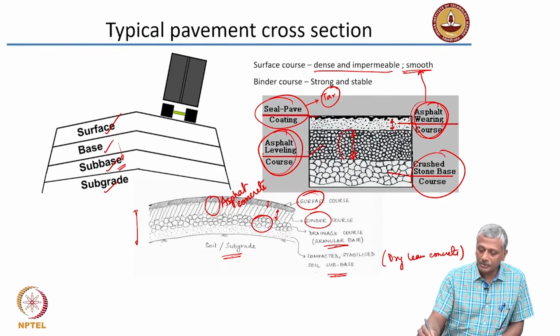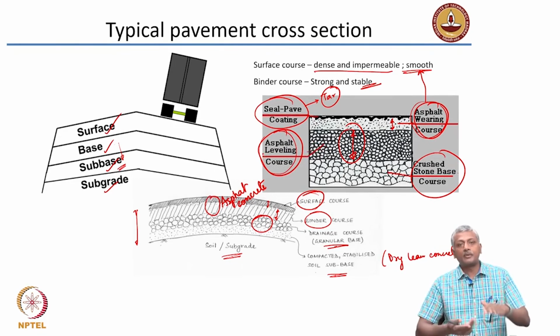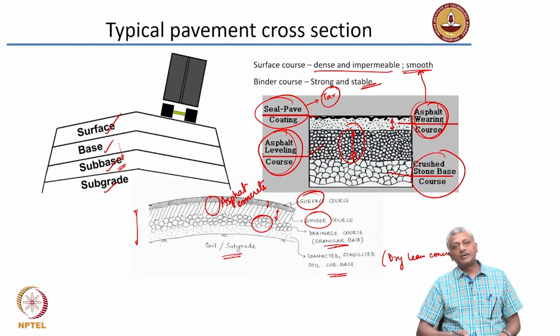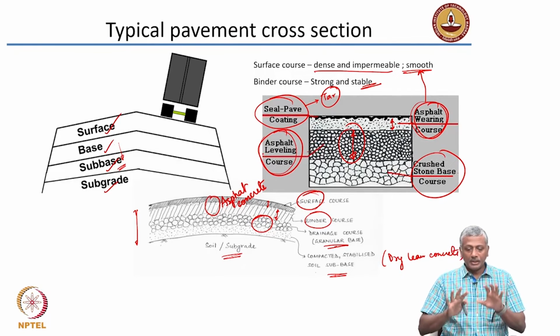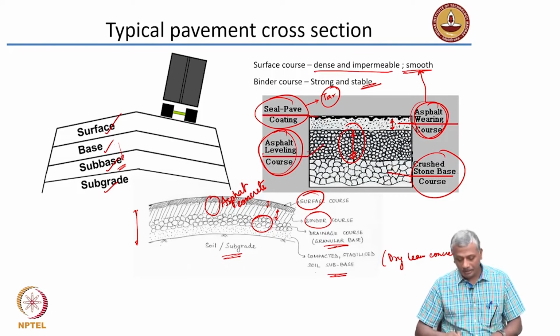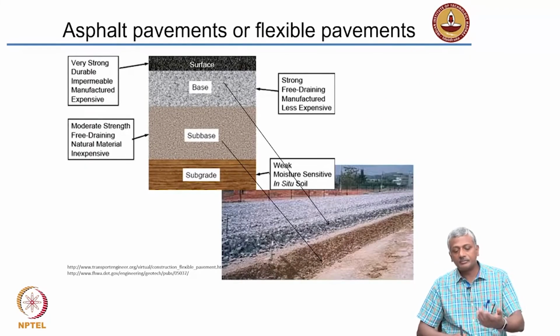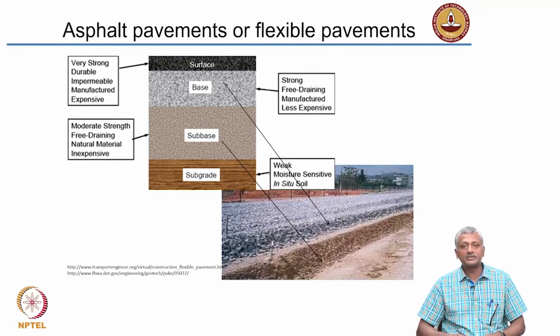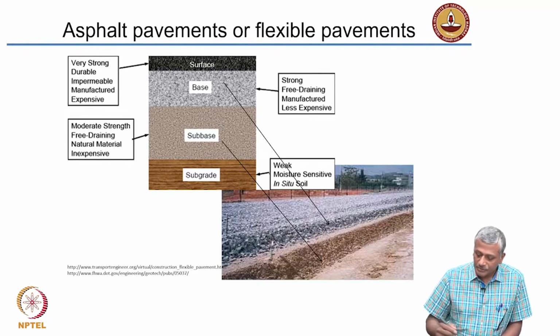The binder course on the other hand, or the asphalt leveling course, has to be strong and stable because it forms the majority of the asphalt concrete thickness. So that is what leads to the stability of the entire structure. It is very important to understand these layered materials as to how they are distributed across the pavement. Again, a picture based scenario is depicted here. As I said, you have the soil here, this is the soil. On top of the soil you have the subbase.